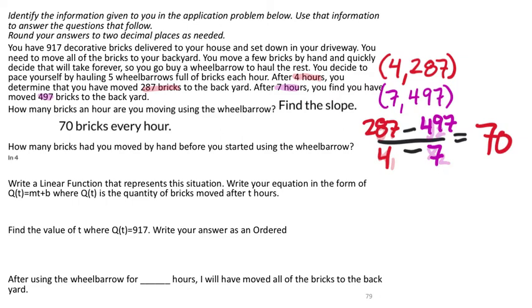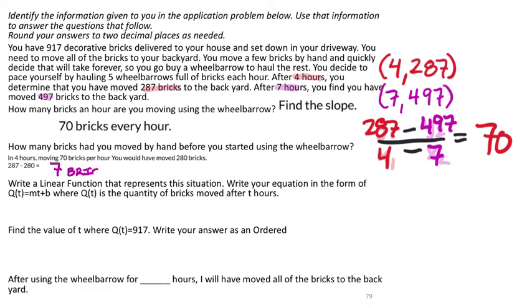So in 4 hours, moving 70 bricks per hour, you would have moved 280 bricks. That's 4 times 70, right? Now above it says you moved 287 total bricks. So we're just going to take the 287 and subtract the 280 that we moved with the wheelbarrow, and this will tell us how many bricks were moved before we had the wheelbarrow. So that's going to be 7 bricks.